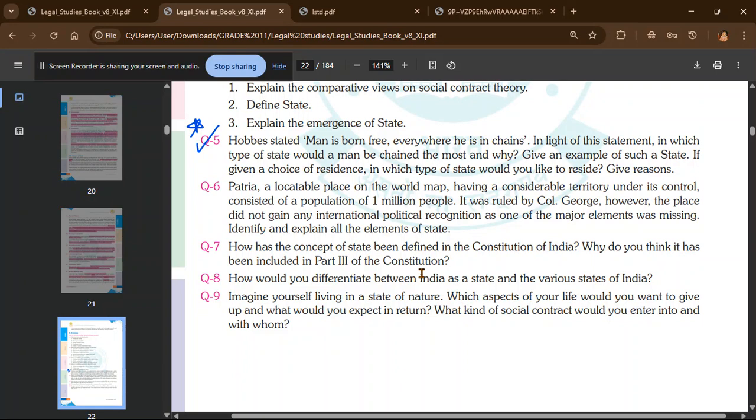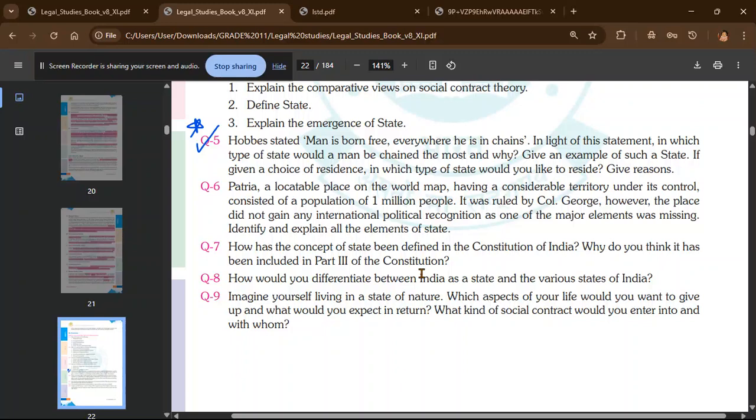See, India is a sovereign and independent country. The various states of India, we know, are 28 states and 8 union territories. So India as a state is one country, united and sovereign. The states of India are within the country and they have a definite jurisdiction.